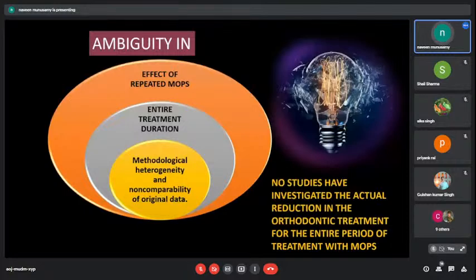And that's the problem in the various researches which have been done on this topic. We are not aware of what will be the effect of repeated MOPs. There is a lot of methodological heterogeneity in most of the researches. So that is the ambiguity which is present on this topic.